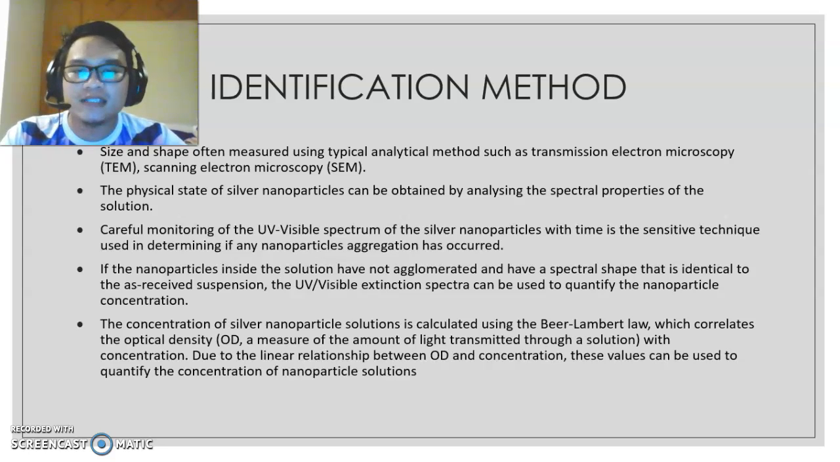If the nanoparticles inside the solution have not agglomerated and have a spectral shape that is identical to the as-received suspension, the UV or visible extinction spectra can be used to quantify the nanoparticle concentration in the solution. The concentration of silver nanoparticle solution is calculated using the Beer-Lambert law, which correlates the optical density, or OD, a measurement of the amount of light transmitted through a solution, with concentration. Due to the linear relationship between OD and concentration, these values can be used to quantify the concentration of nanoparticles in solutions.